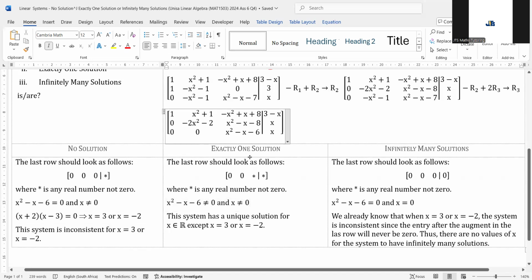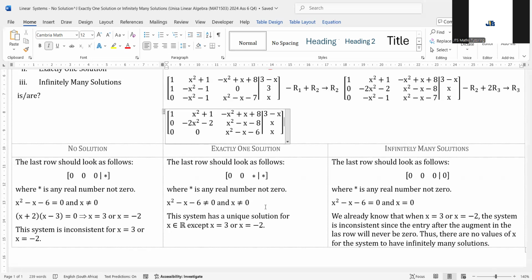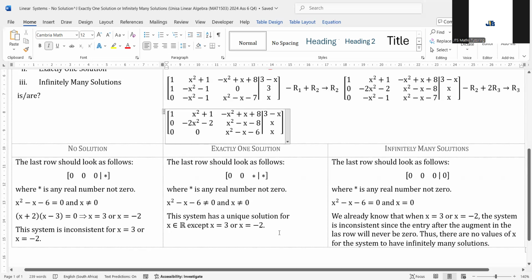Beautiful. And for this system to have exactly one solution, or to have a unique solution, the last row is supposed to look like this. So which means this one is not supposed to be equal to 0. This one is not supposed to be equal to 0. But we already know that if we solve for this, we're going to get x is equal to 3 and x is equal to minus 2. So which means x is not supposed to be equal to minus 2. x is not supposed to be equal to 3 for this to have exactly one solution. So what does that mean? It means that x can assume any number from the real number system as long as that number is not equal to 3 or minus 2. Beautiful. Awesome stuff.